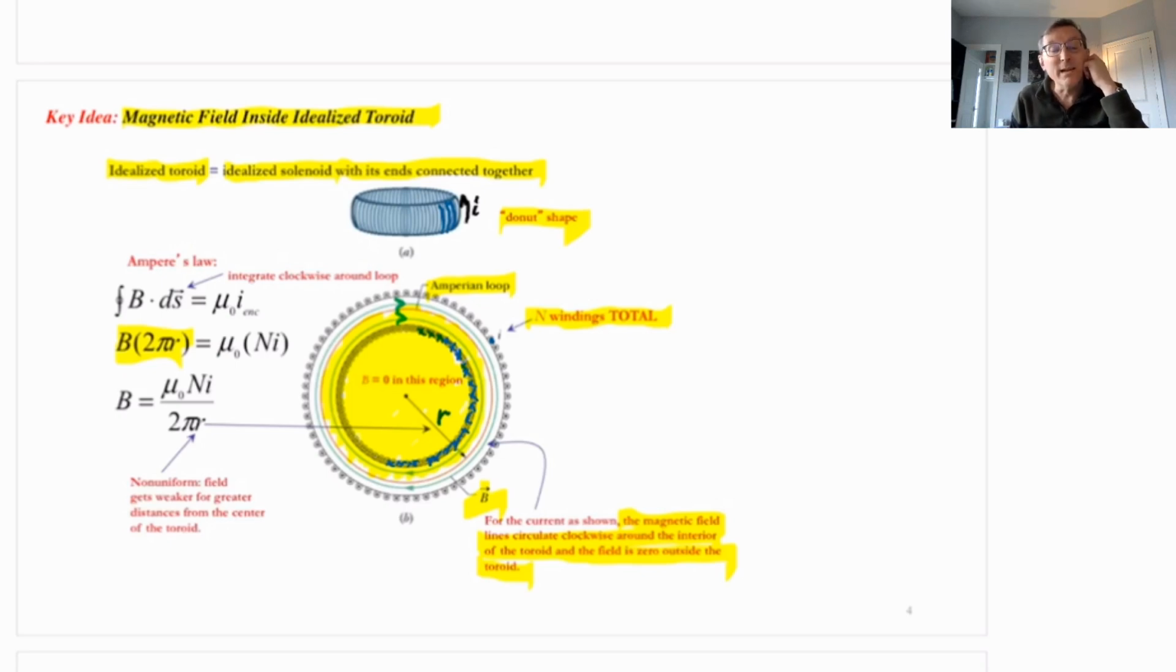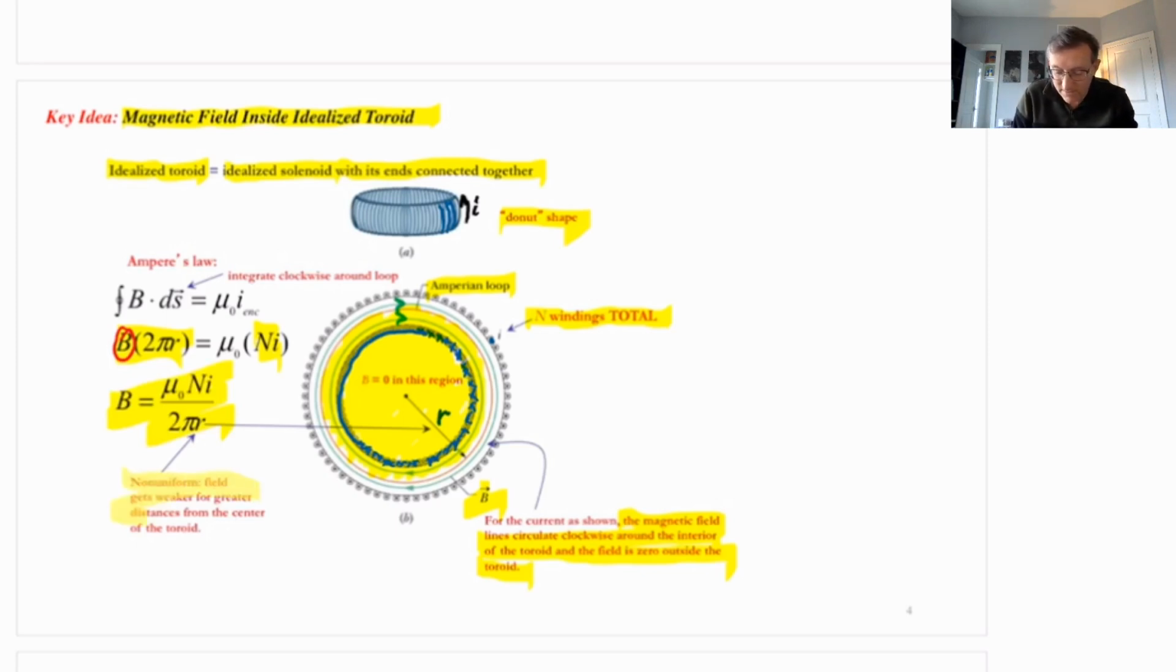Well, every single winding pierces the interior of the Amperian loop here. I'll just draw it in like that. On that interior circumference going inward. So the I enclosed is just capital N times I. Total number of windings times the current in each winding. And then all we do is take that formula and solve for B. It'll be the magnitude of B, and you get mu 0 capital N I over 2 pi r.